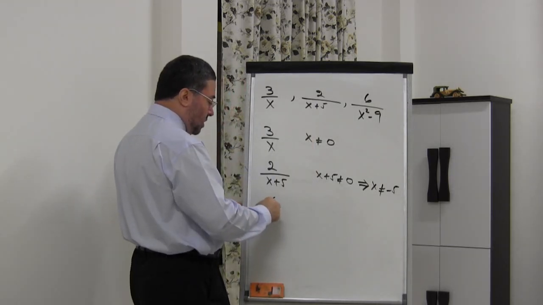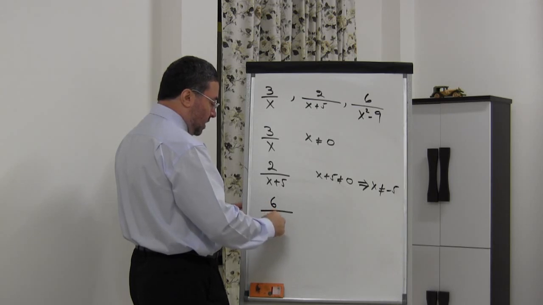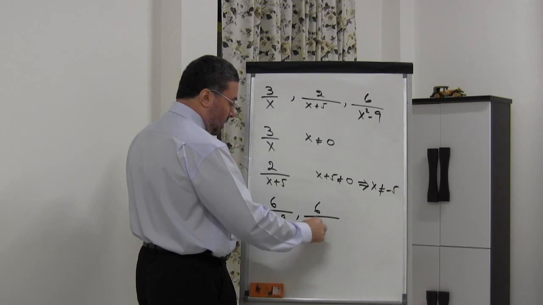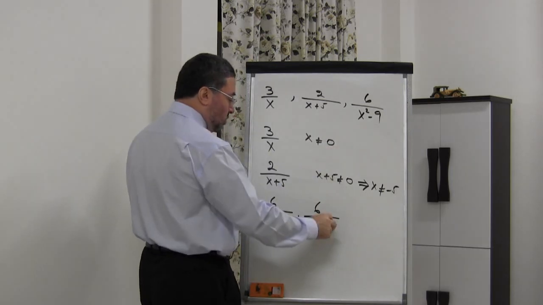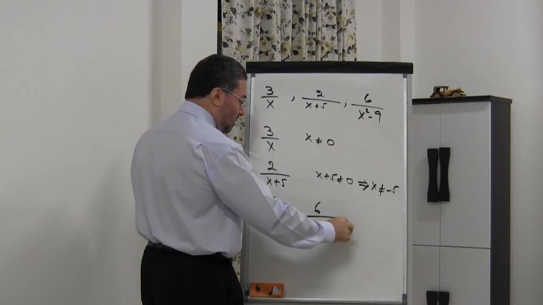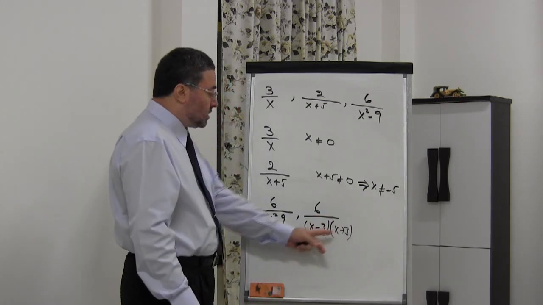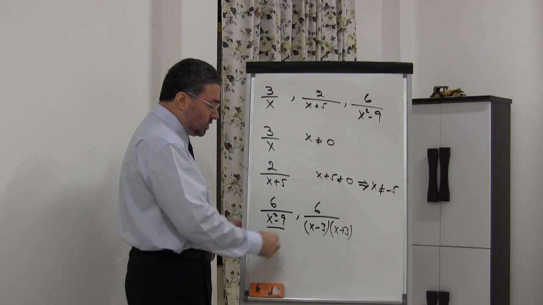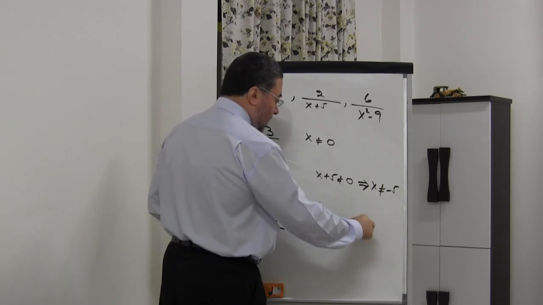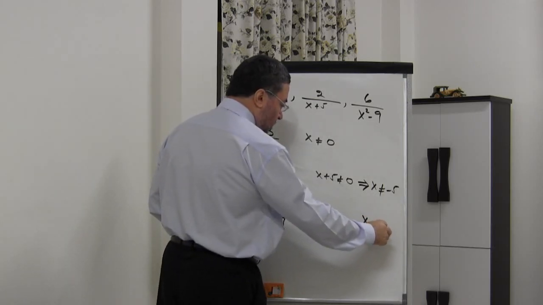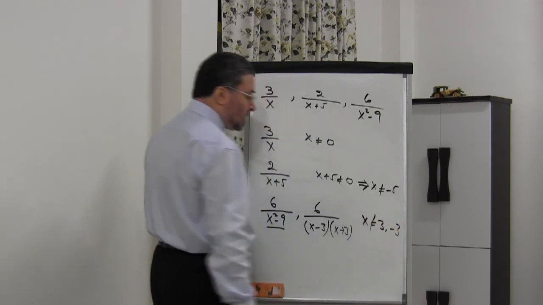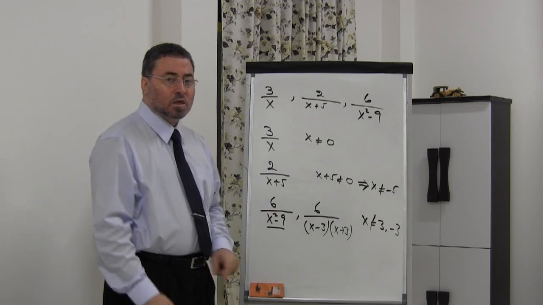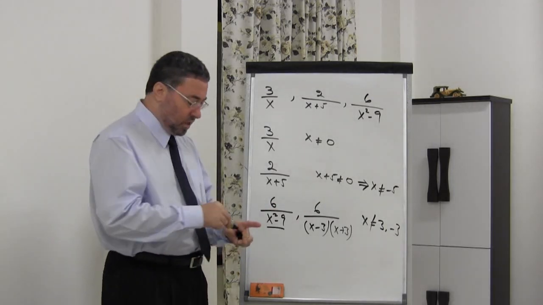Similarly, with the last one, 6 over x squared minus 9, we factor here. That's the difference of two squares. And in this case, the values that make the denominator 0 are x equals 3 or minus 3. And x cannot take these values. After doing our exclusions, we can do the simplification.